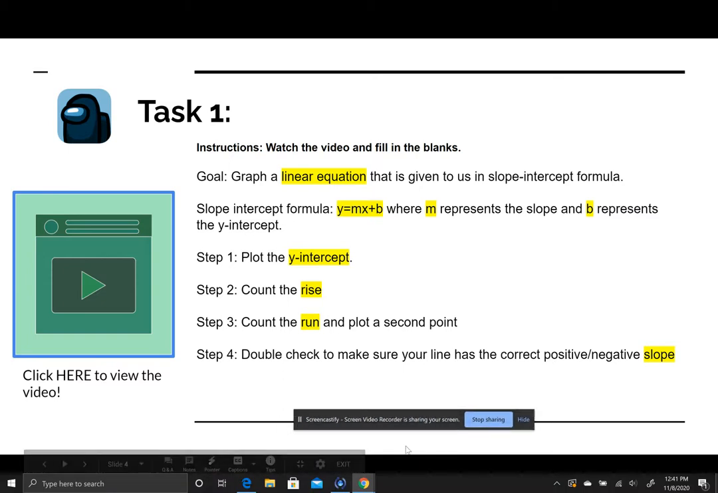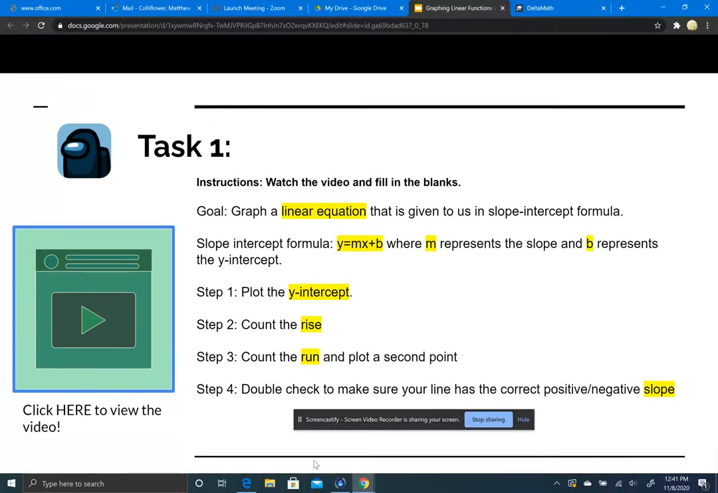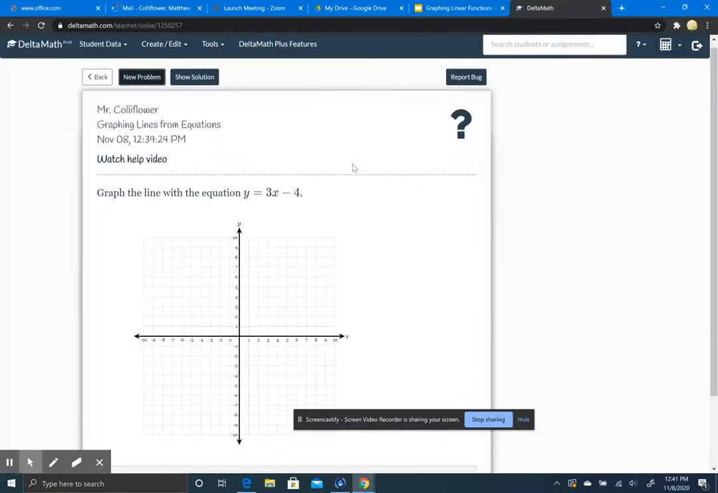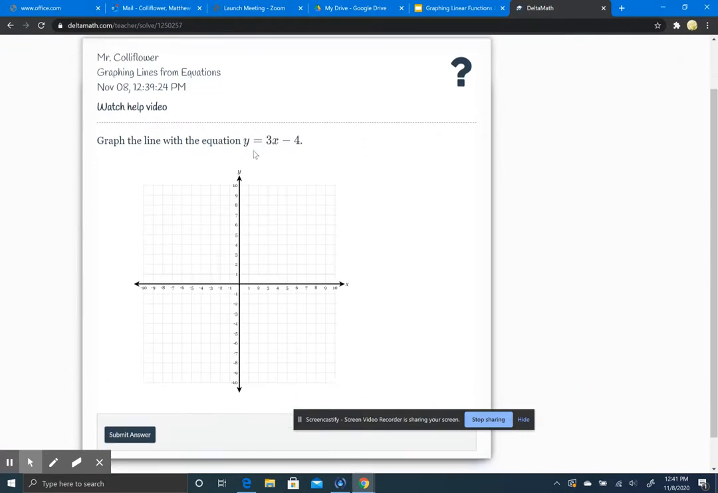So we're going to look at a few examples. The first example says, graph the line with the equation y equals 3x minus 4. So step 1 is to graph the y-intercept, and I know that my y-intercept b right now is negative 4. So I'm going to first plot a point at negative 4.